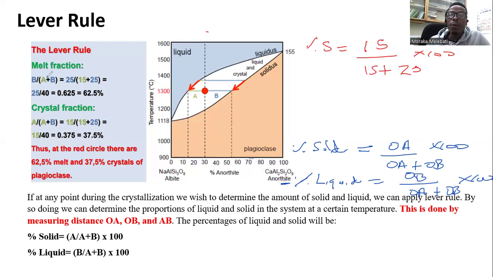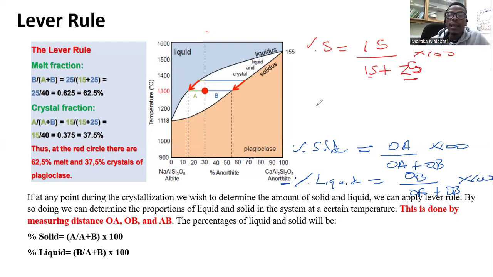But now when we want the melt, looking at the formula, OB is this way. From here to there, let's check: 10, 20, 25. Yes, it's 10, 20, and 25. It's OB, and here it's 15, which is why at first we said 15 plus 25, because OA is 15 and OB is 25.